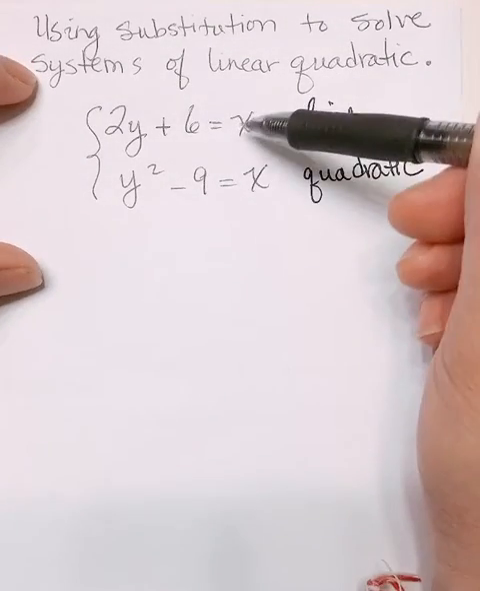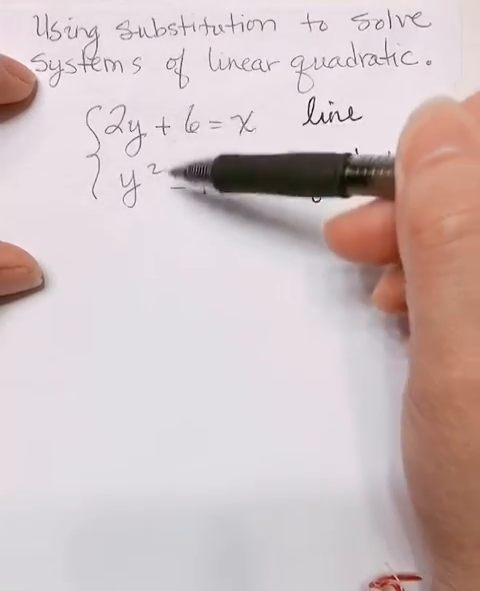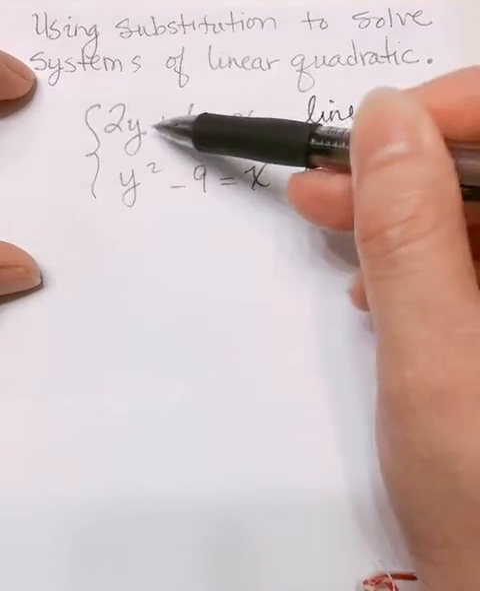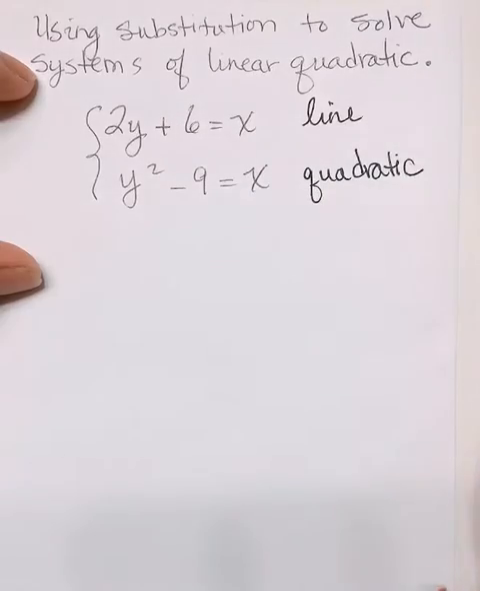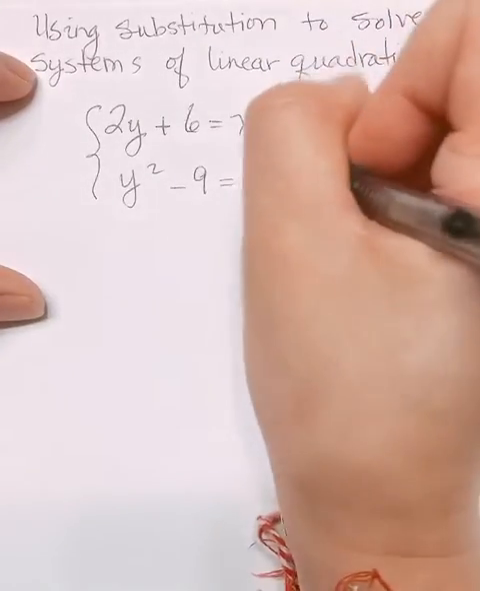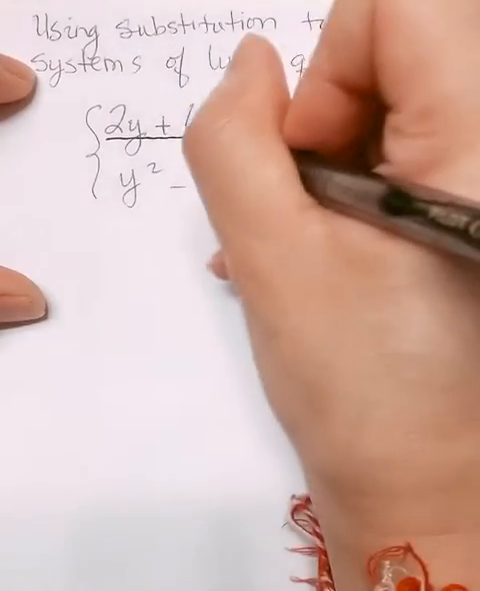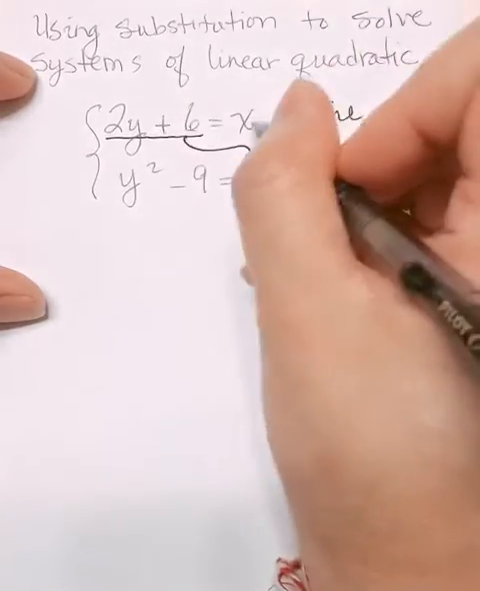If you notice, both of these are x's, and they're both equal to some expression. Well, the transitive property says that if two things are equal to the same thing, then those two things must equal each other. So that's actually substitution, right? I'm substituting this x with this expression right here, because it's also equal to x.